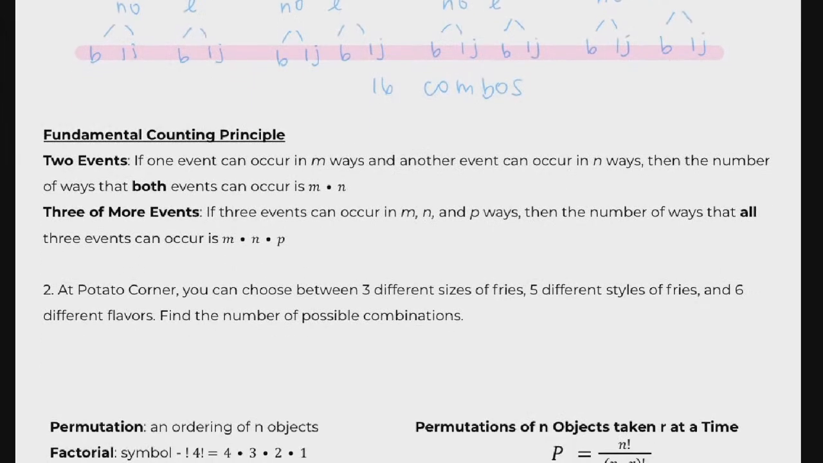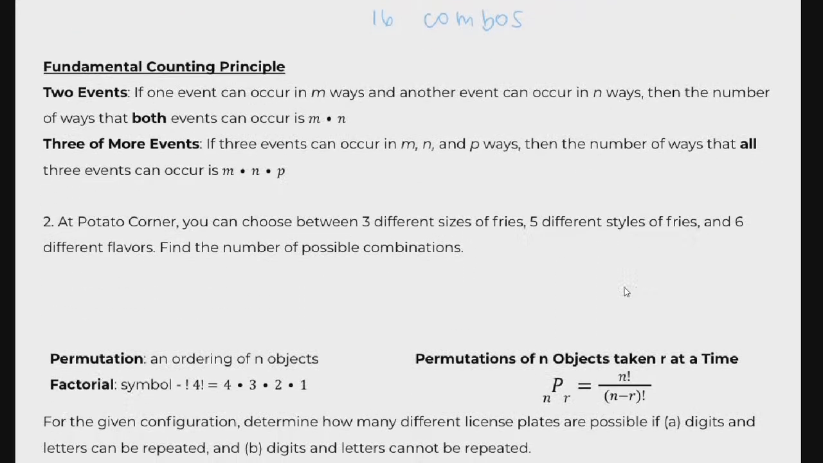Okay, next is the fundamental counting principle. For 2 events, if one event can occur in m ways and another event can occur in n ways, then the number of ways that both events can occur is m times n. And for 3 or more events, if 3 events can occur in m, n, and p ways, then the number of ways that all 3 events can occur is m times n times p.